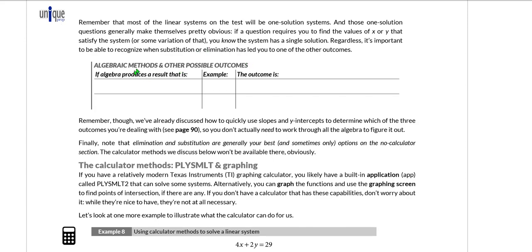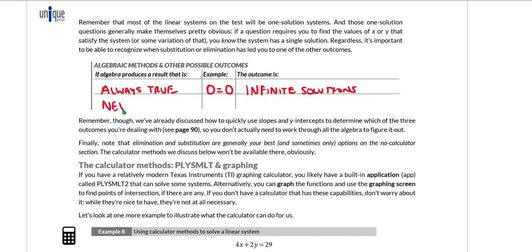So if you do the algebra and you get a result that is always true, something like 0 equals 0, either through substitution or elimination, that means your outcome is infinite solutions. A result that is always true, like 0 equals 0, tells you you're dealing with infinite solutions.